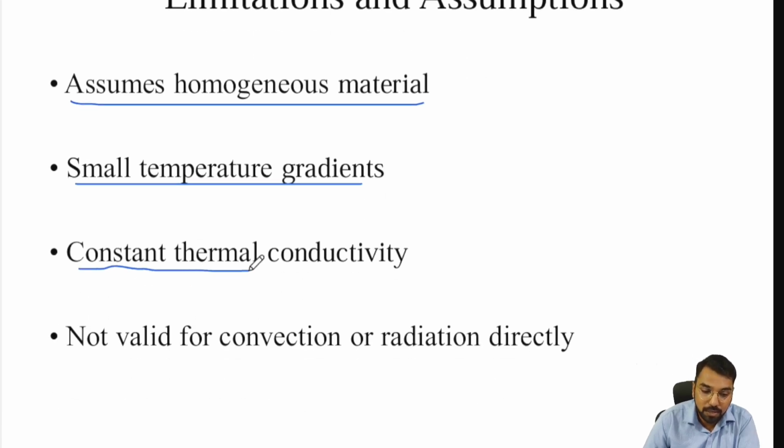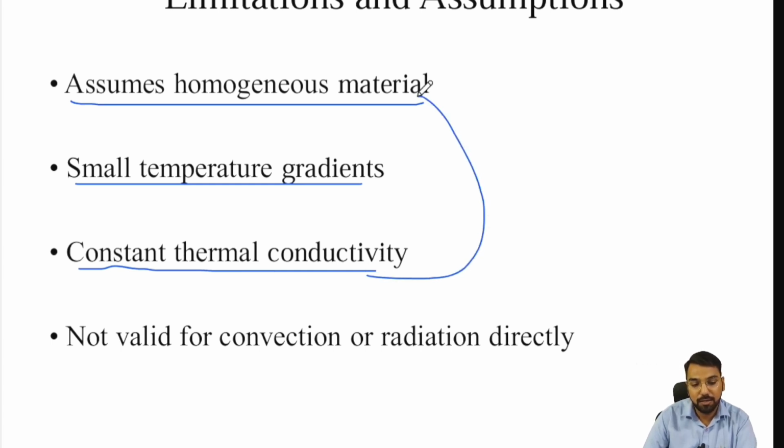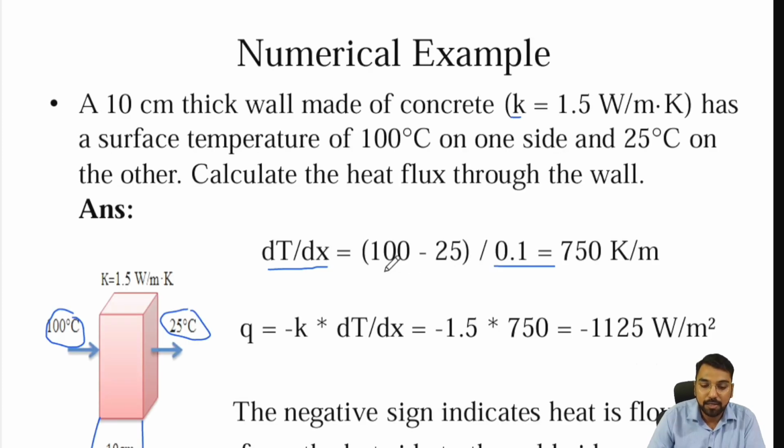Okay, constant thermal conductivity, as I just said in the first point, that a homogeneous material should be there, or we assume that the material is homogeneous. That's because if we take two materials in one system, then the thermal conductivity will change, and for calculating the heat transfer there will be some derivation and difficulty with the simple Fourier law equation. In total it is calculated as 750 Kelvin per meter, which is the temperature gradient.